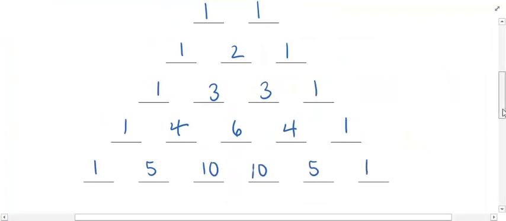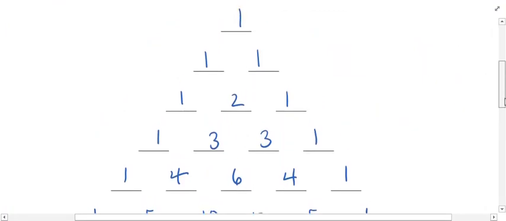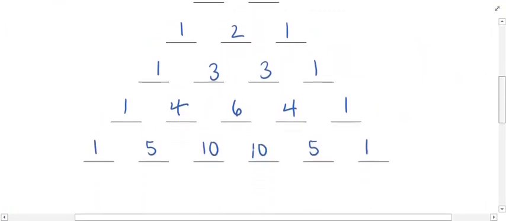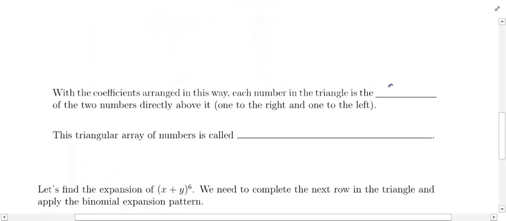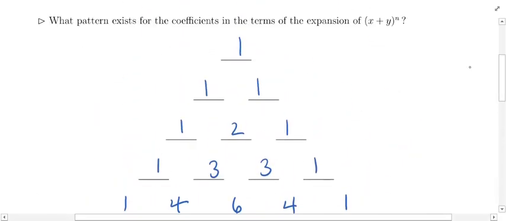So this is what our coefficients are doing. There is a pattern here. It may not be obvious, so let's read below. It says with the coefficients arranged in this way, each number in the triangle is the sum of the two numbers directly above it, meaning the sum of the number to its right and the one to its left. Watch. This first term of 1 at the top, at the peak, there's nothing above it. So 1 is kind of like our starting place, as is the second row.